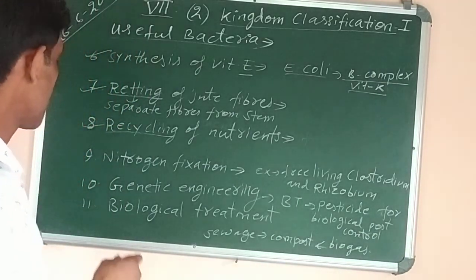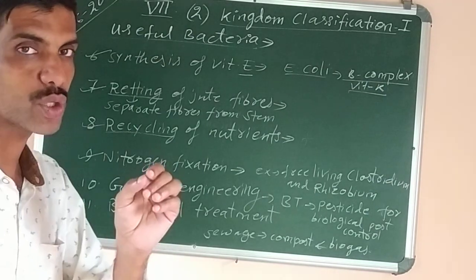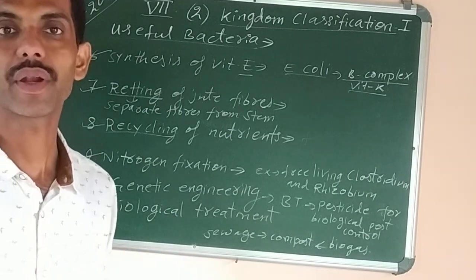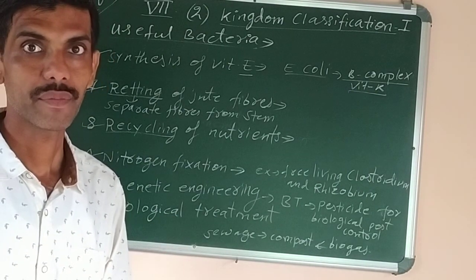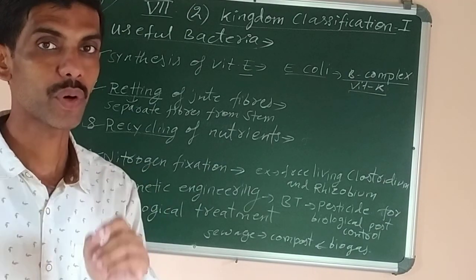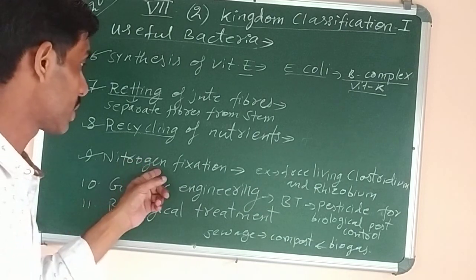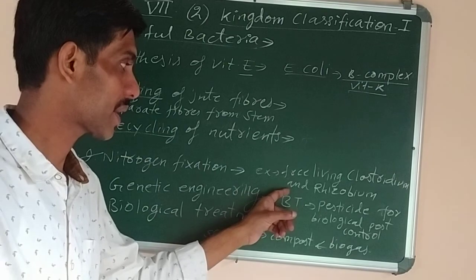Then the next point is nitrogen fixation. You know that nitrogen is one of the important elements required for the growth and development of plants. Nitrogen is present in our body or in the plant body in the form of proteins. Plant proteins are there, animal proteins are also there. So for this nitrogen, certain bacteria are there. Two types of bacteria are there.